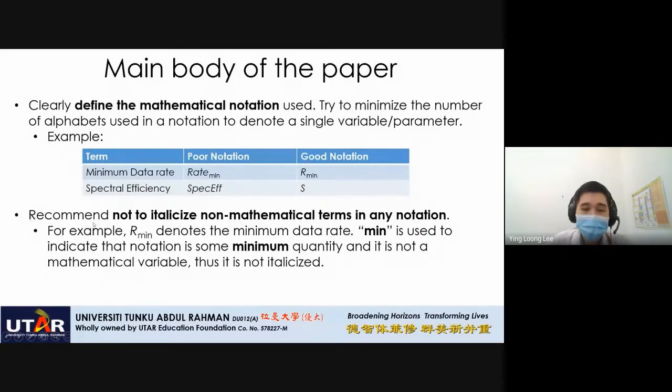I recommend not italicizing non-mathematical terms in any notation. For example, R min denotes minimum data rate. The min here indicates that it is some minimum quantity, so it is actually not a mathematical variable, and I didn't italicize it. This will not create confusion about whether MIN here is a variable or not.